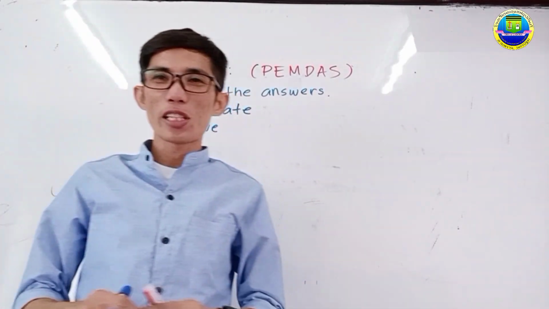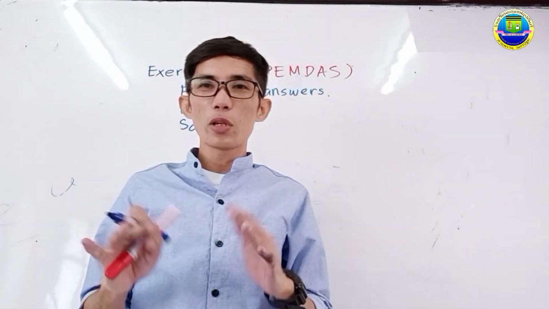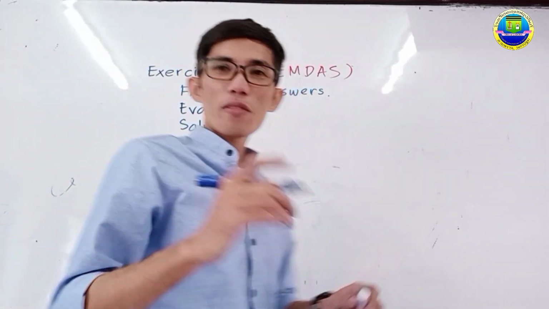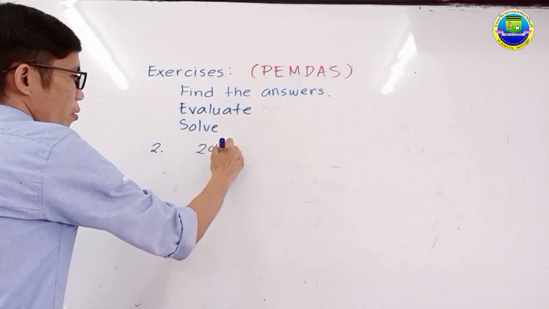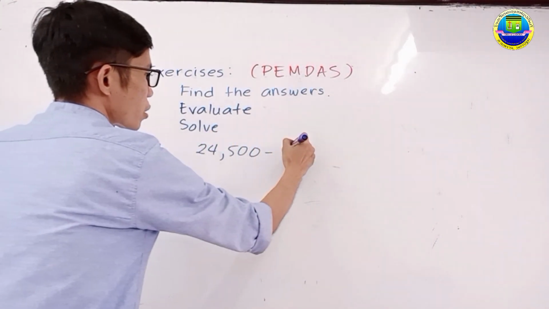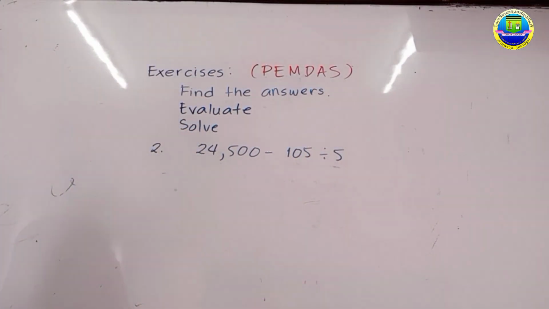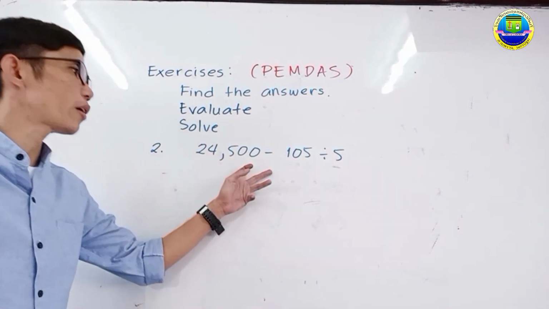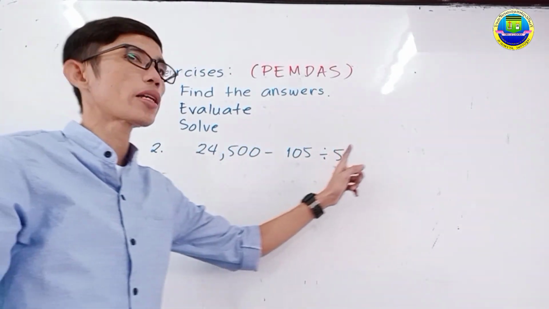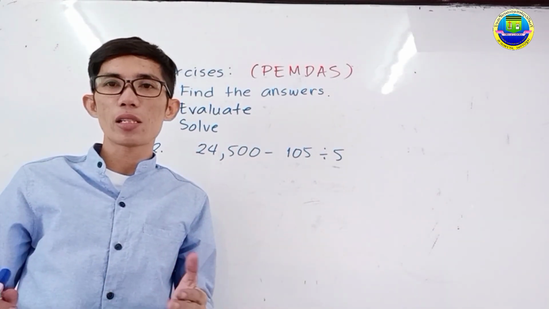Okay, let us now proceed to example number 2. And in example number 2, what if we don't have parentheses? Like for example, 24,500 minus 105 divided by 5. Okay, again, I will read the problem. We have 24,500 minus 105 divided by 5. So in this example, we don't have parentheses.